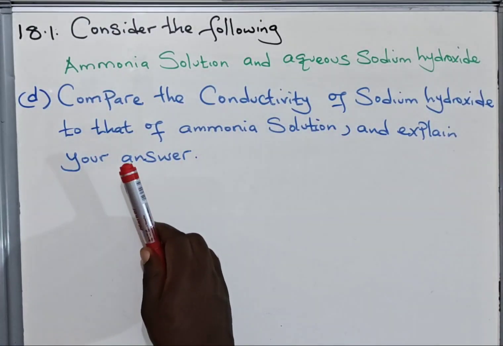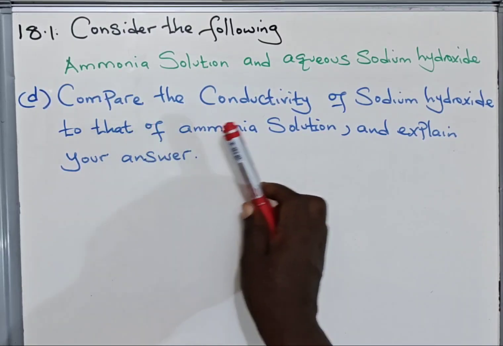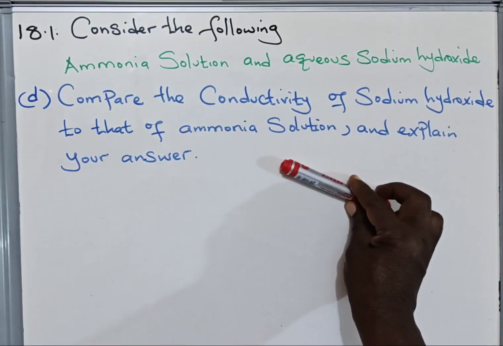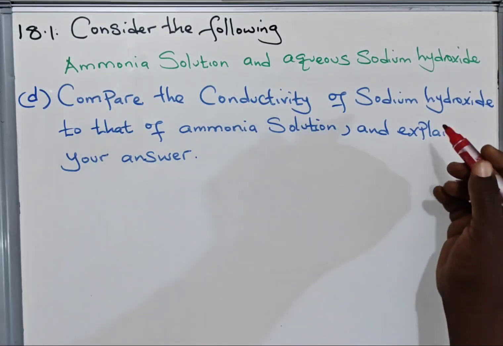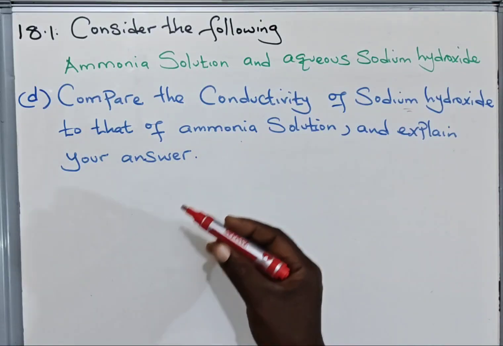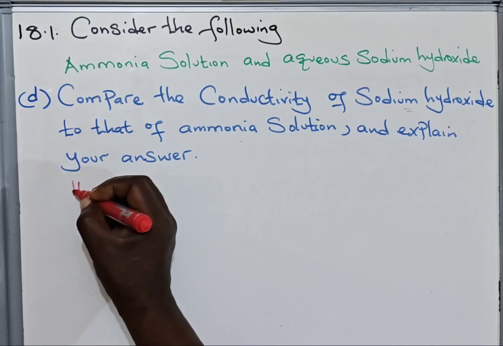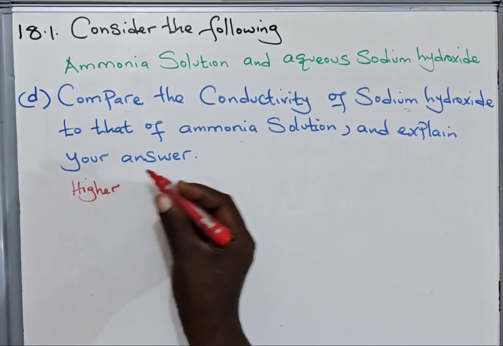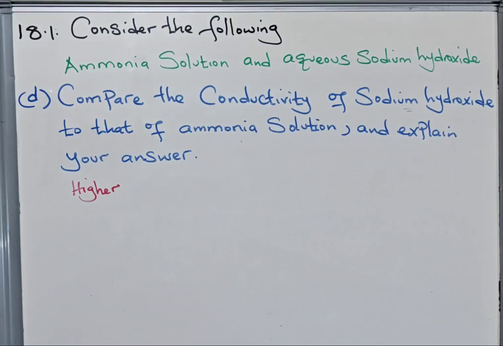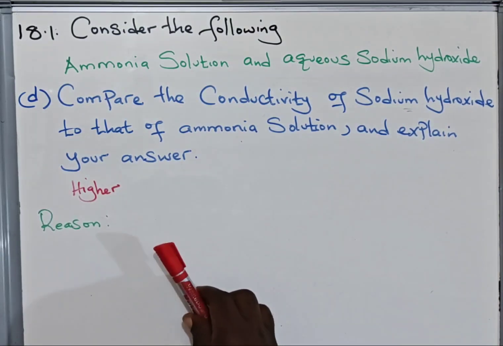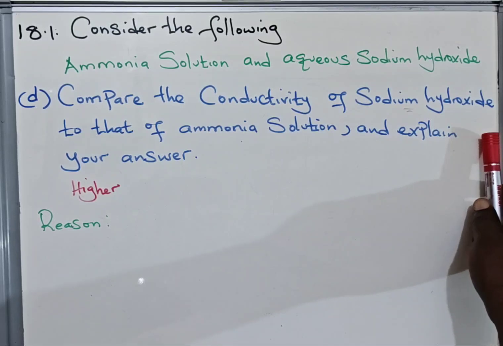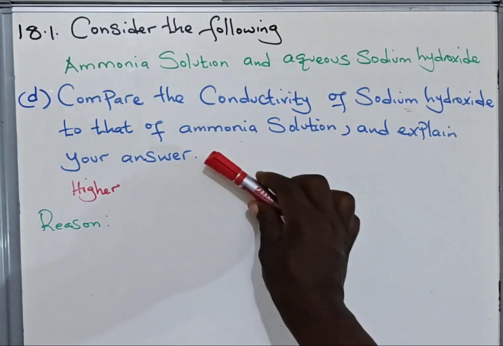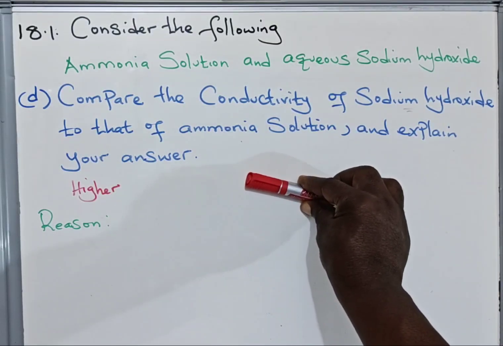Now we come to this one. It says, compare the conductivity of sodium hydroxide to that of ammonia solution and explain your answer. We are comparing sodium hydroxide to ammonia. And the answer is higher. Sodium hydroxide has a higher conductivity compared to that of ammonia. Why? The reason is that sodium hydroxide is a strong base, which is completely or fully ionized, compared to ammonia, which is a weak base and so partially ionized.